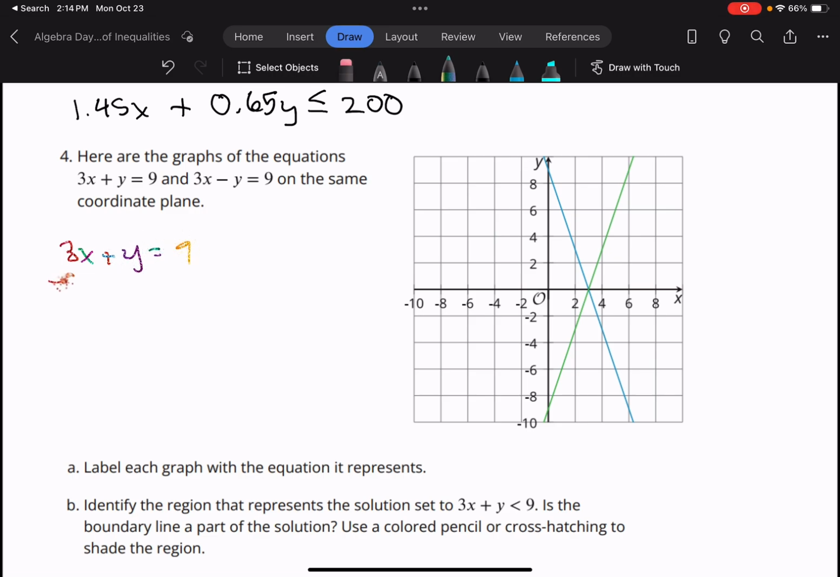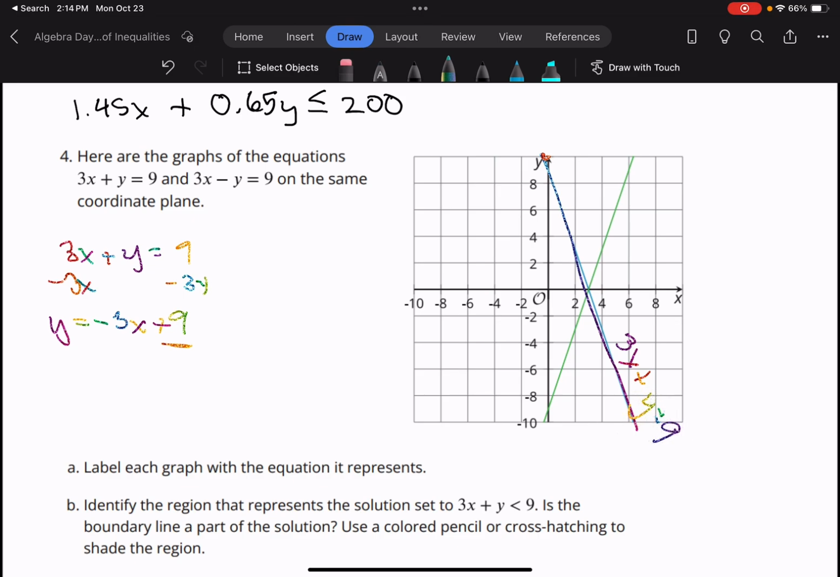We're going to subtract 3x from both sides. So we'll get y equals negative 3x plus 9. So here we should have a positive y-intercept and a negative slope. So that goes with the blue line. This is a negative slope. It's starting at approximately 9 up here. And so this one would be 3x plus y equals 9.